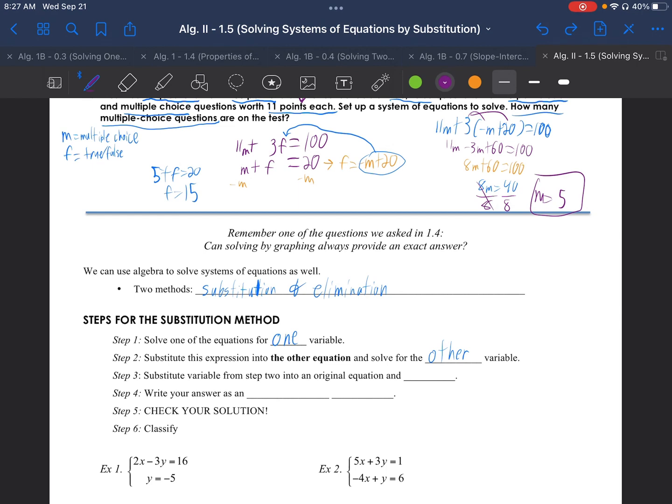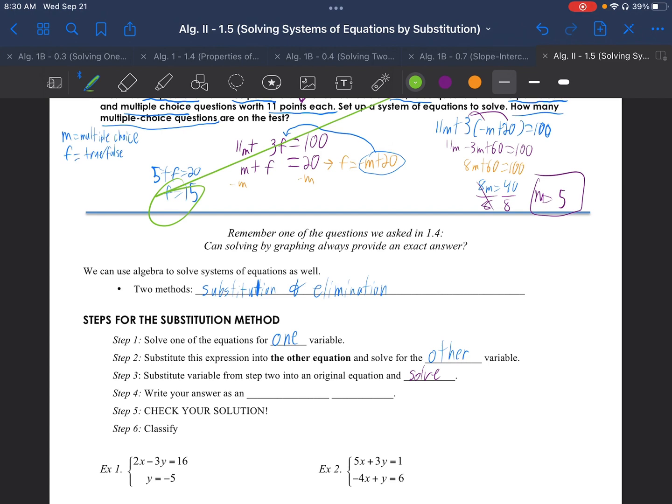Step 3, substitute the variable from step 2 into an original equation and solve. So step 3 is what we did once we got to this point right here in the warm-up problem. And then we continued to solve and got a variable as m equals 5. Excuse me, that was step 2. Then step 3 was when we plugged it right back in here, in one of the 2 original ones. We chose the bottom one. And we found the other variable.